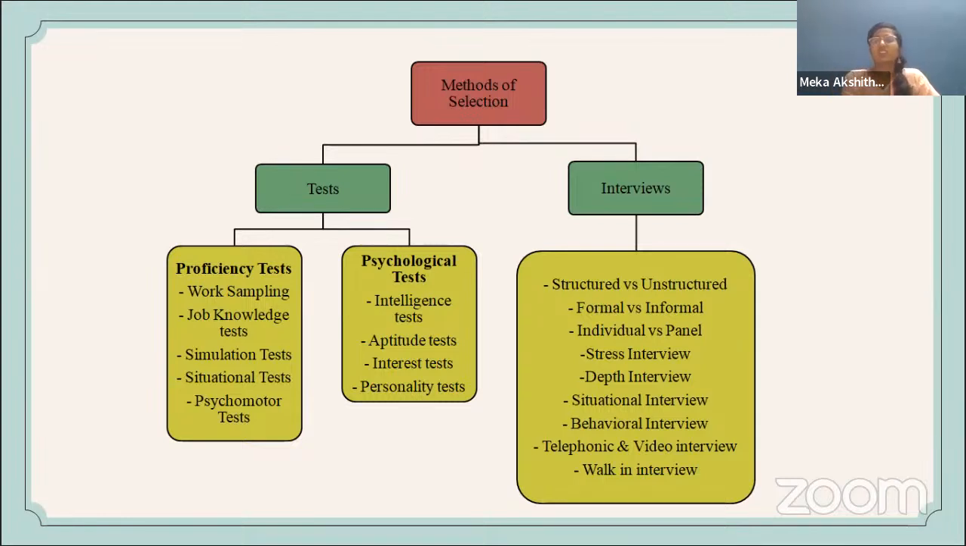Between structured and unstructured, there is also one interview called the semi-structured interview. In this interview there is flexibility, as some of the questions would be decided already. After the candidate comes, if the interviewer feels there is a need to ask some other questions also, in a semi-structured interview the interviewer would ask those questions too.